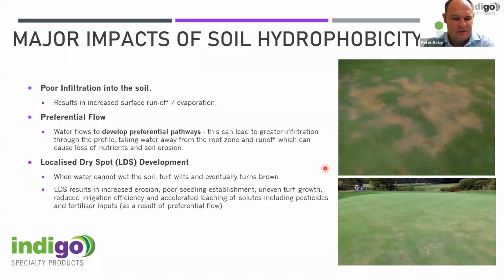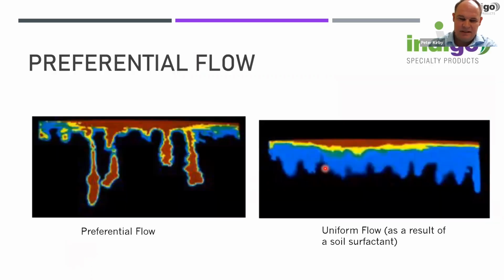Then there's preferential flow. Water takes the path of least resistance. If it finds a channel, it'll move through it. The thing with preferential flow is that we get wetting that's not uniform whatsoever. You can see here on the next slide, we've got preferential flow occurring. Water's moving down the least-resistance channel where it can move through without going around hydrophobic areas.